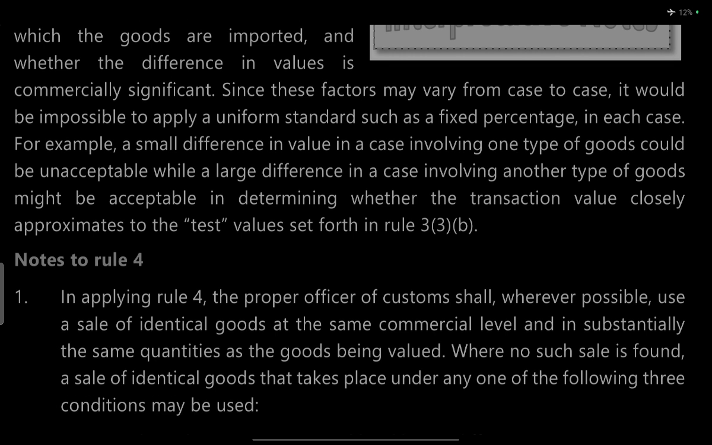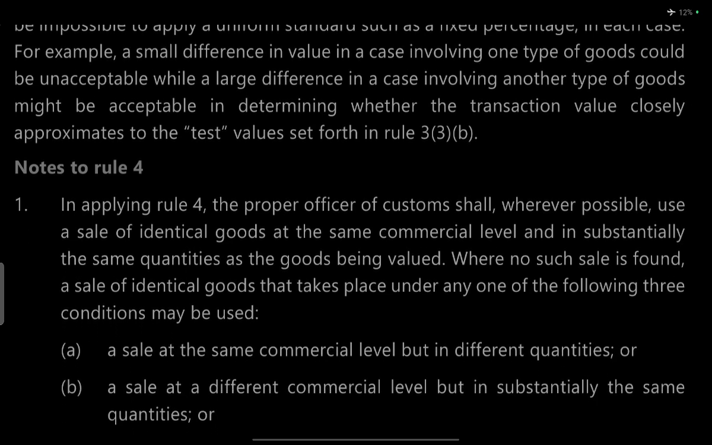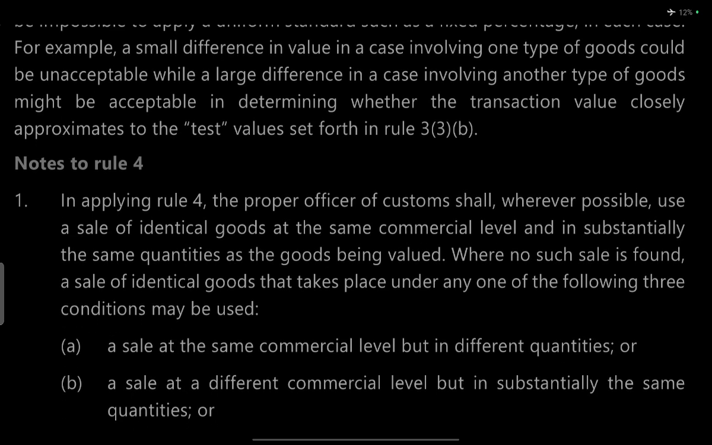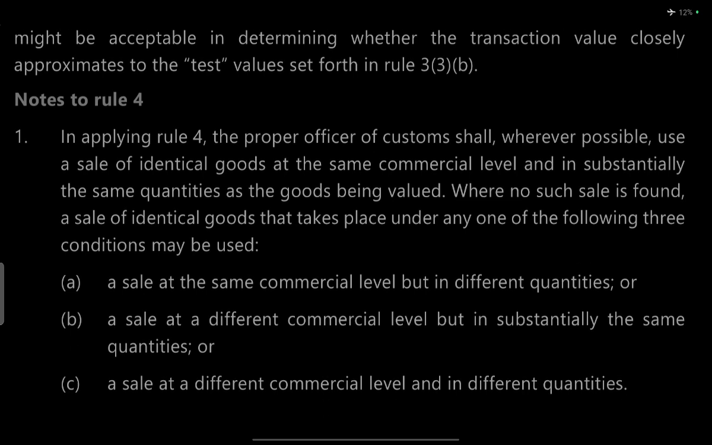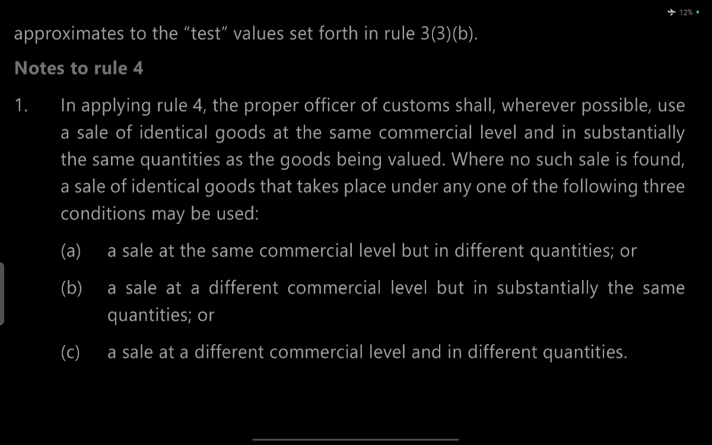To determine whether the transaction value closely approximates the test value set forth in Rule 3, Sub-Rule 3, Rule 3, Sub-Rule 3b. Notes to Rule 4. In applying Rule 4, the proper officer of customs shall, wherever possible, use a sale of identical goods at the same commercial level and in substantially the same quantity as the goods being valued.